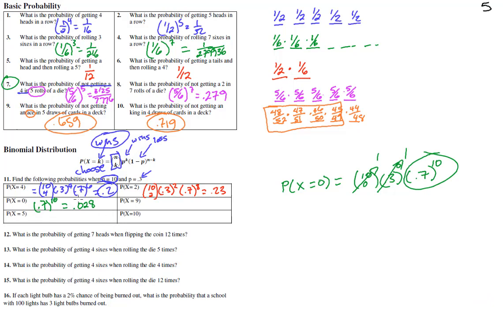Ooh, that's a pretty small chance. Well, that makes sense. Losing every single one of them, that's pretty bad. All right, let's try the probability of winning 9 games. Probability of winning 9 games.